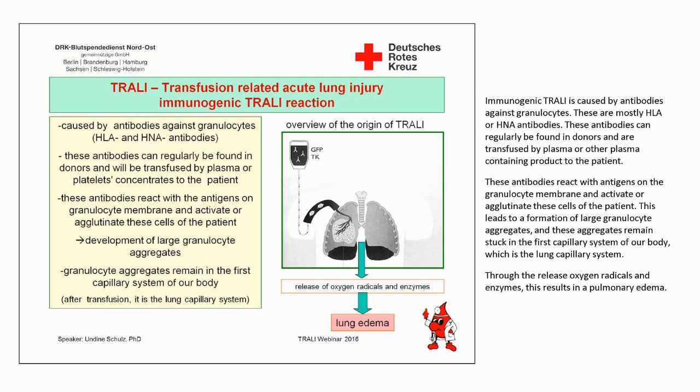Immunogenic TRALI is caused by antibodies against granulocytes. These are mostly HLA or HNA antibodies. These antibodies are regularly found in donors and are transfused by plasma or other plasma-containing products to the patient. These antibodies react with antigens on the granulocyte membrane and activate or agglutinate these cells of the patient. This leads to the formation of large granulocyte aggregates, and these aggregates remain stuck in the first capillary system of our body, which is the lung capillary system. Through the release of oxygen radicals and enzymes, this results in pulmonary edema.